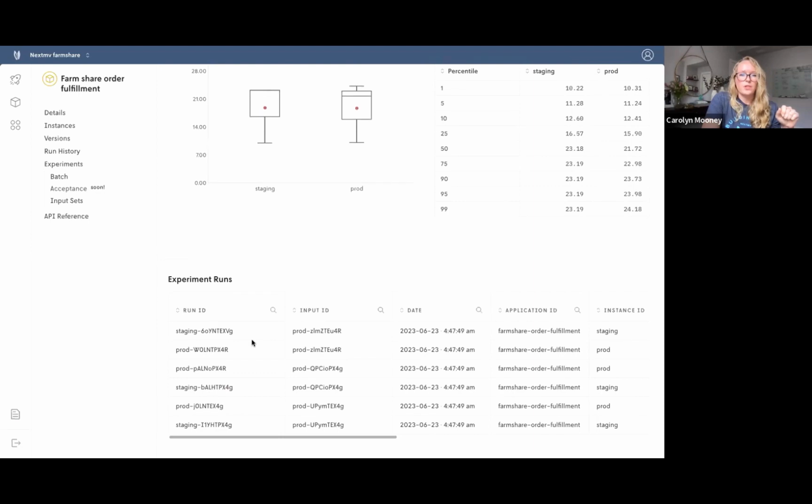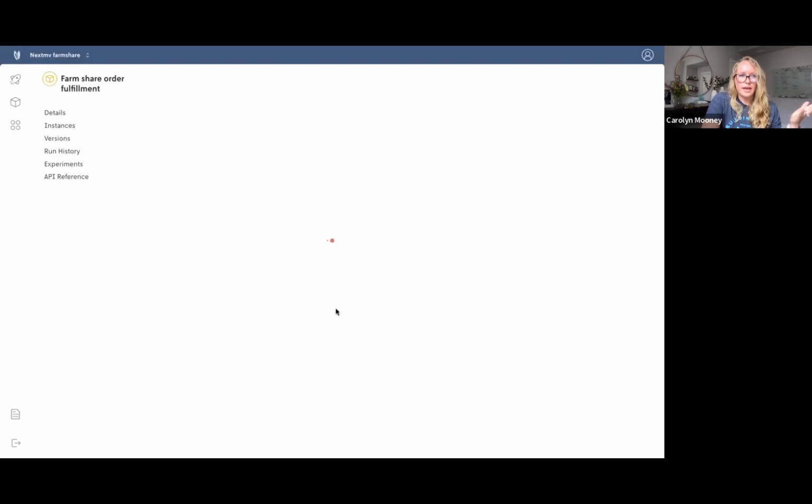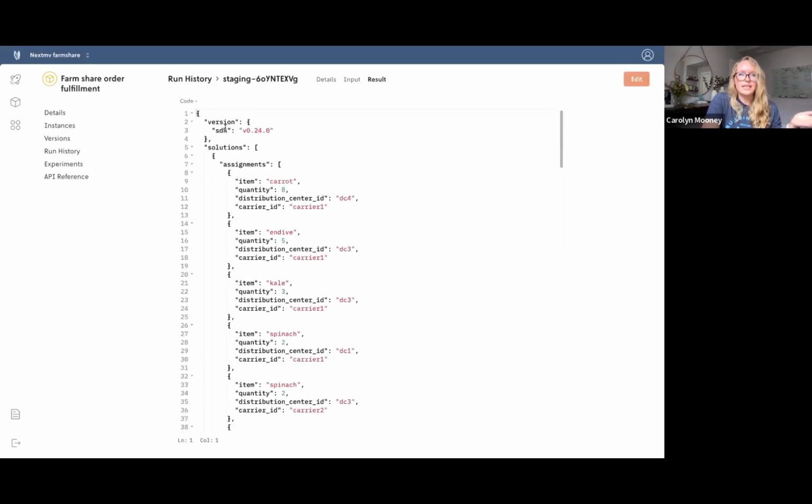So if we look at a particular run, like I said, you can dive into a particular run for that model. And if we look at that, you can see what the assignments are for the particular orders. So we have 8 carrots and they're going to DC4 via carrier one. And so these types of models just allow you to get nice context into what's actually happening in your operation.